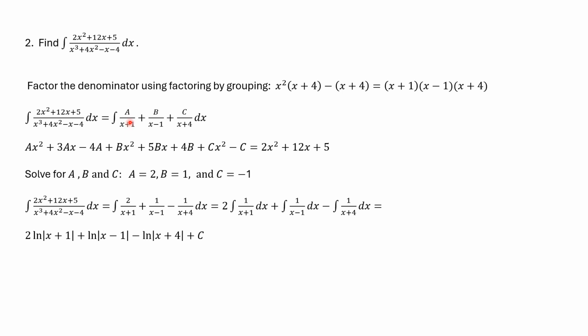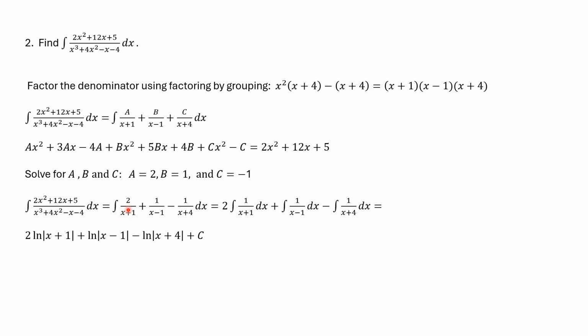So it's going to be a times x minus 1 times x plus 4. That'll give us ax squared plus 3ax minus 4a. B times x plus 1 times x plus 4 will give us bx squared plus 5bx plus 4b. And c times x plus 1 times x minus 1 will give us cx squared minus c. And we'll set that equal to our numerator, 2x squared plus 12x plus 5. And we find a equals 2, b equals 1, c equals negative 1.